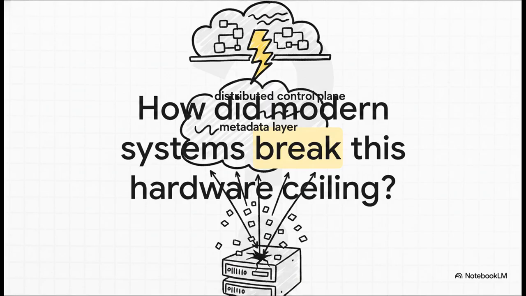And that leaves us with a really fascinating puzzle to ponder. GFS definitively proved that brilliant software could conquer unreliable hardware, but it ultimately hit the physical limits of a single machine's RAM. So, if the centralized master's memory was eventually defeated by billions of small files, how do you think Google's next generation of cloud storage, modern systems like Colossus, reinvented the metadata layer to shatter this ceiling? Think about how you might distribute the control plane itself to solve that. It's a great problem to think through.